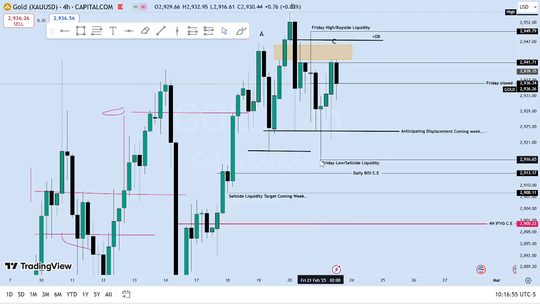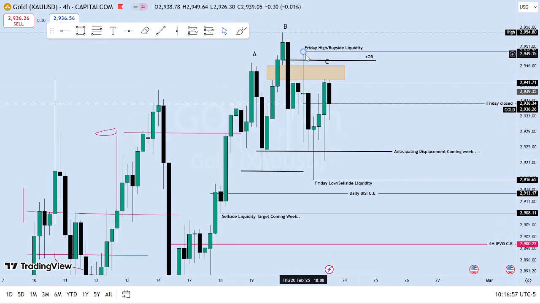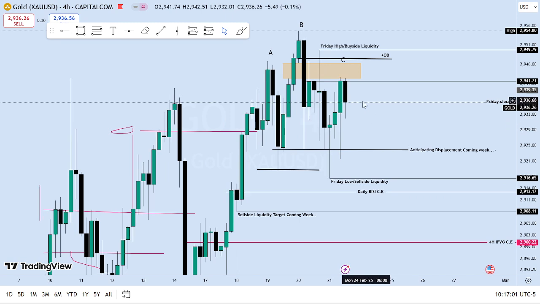Here is Friday low. Friday high here. Coming week, anticipating a displacement. We like price to take this candle here. Once that is done, we consider this candle as a breaker, a bearish breaker.